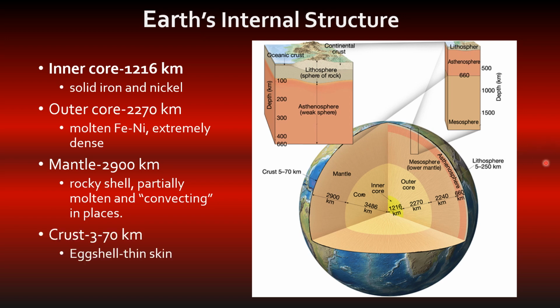And then on top of that, we have a crust, which if you think of the Earth like an egg, the crust is the thickness of an eggshell. I mean, it's very thin compared to the rest of the planet. It's only about 5 to 70 kilometers thick, 70 kilometers at the continents, and as low as 5 kilometers in the oceanic plates or oceanic crust.